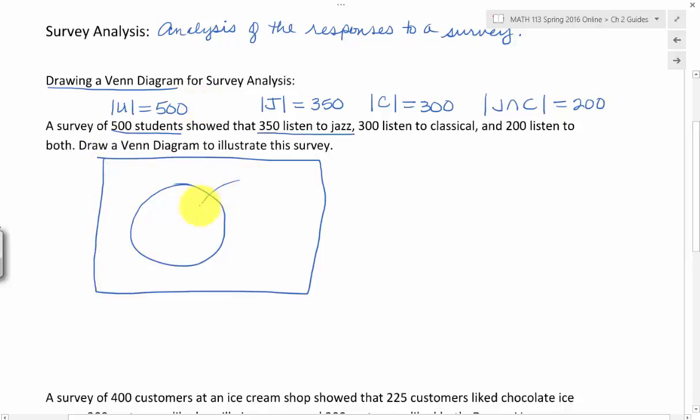We see that there is something in common between the two sets, jazz and classical. So I can tell I need to have my circles intersecting or having something in common. I can put my cardinal number for my universe here because that might help me remember that I have some in common, and I can see the intersection, the part in common between the two types of music is 200 students. And then I can start looking at jazz.